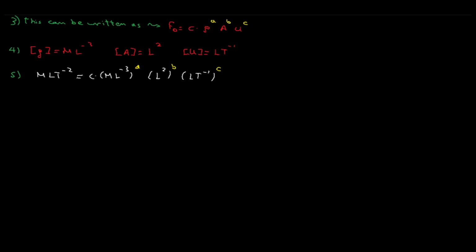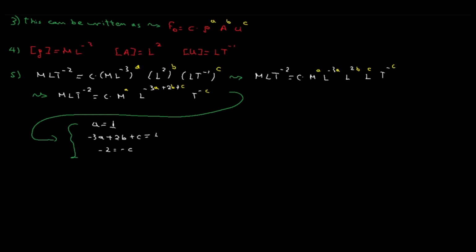We proceed by doing the algebra, expanding the terms and grouping the powers of each base dimension together. The only way for this equation to be true is for the powers of mass on one side to equal the powers of mass on the other side, and similarly for length and time. We now have our system of linear equations. Solving this simple system will provide us with the numerical values for a, b, and c, which in this case are a equals 1, b equals 1, and c equals 2.